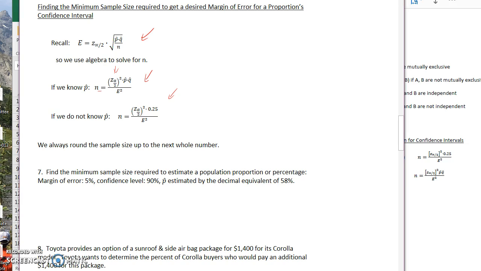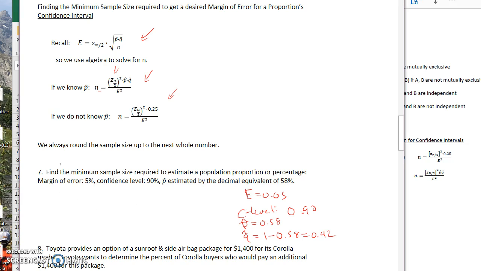It says find the minimum sample size required to estimate a population proportion or percentage, margin of error 5%. So that's our error, 0.05. Confidence level would be 0.90. And finally, it says p hat is estimated by 0.58. I also need to know what q hat is. So if p hat is 0.58, we do 1 minus 0.58 to find q hat, so that would be 0.42.